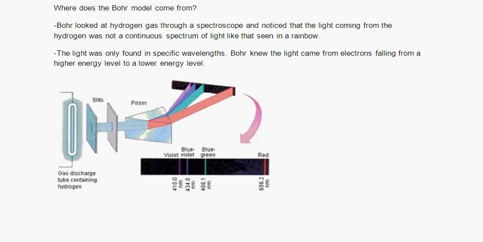So Niels Bohr was a scientist who looked at elements through a spectroscope. A spectroscope is a device that you would have seen in grade 9. It's got a prism inside, and what it does is it splits the light into its specific wavelengths so that you can see each component of the light that's coming from the object.